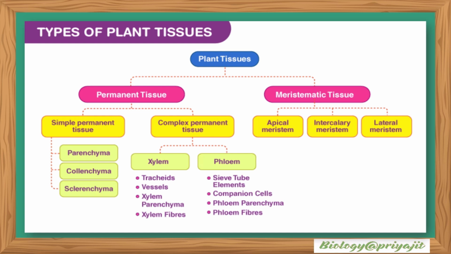Meristematic tissue is always undergoing cell division. Those present in the apical portion are called apical meristem. Some are present in the intermediary region, and they are called intercalary meristem, and some are located in the lateral portion, and they are called lateral meristem.